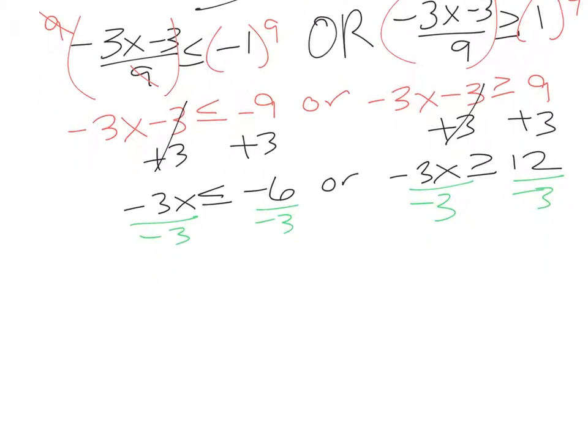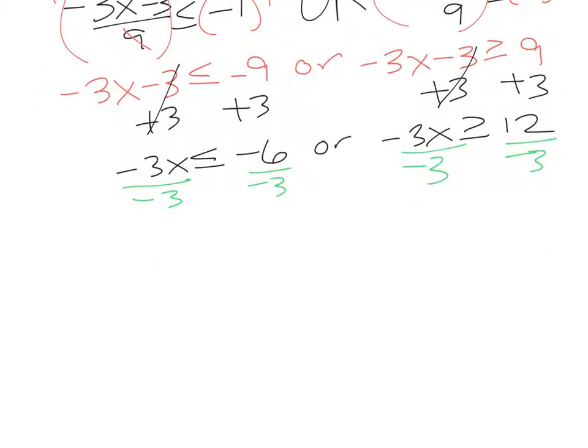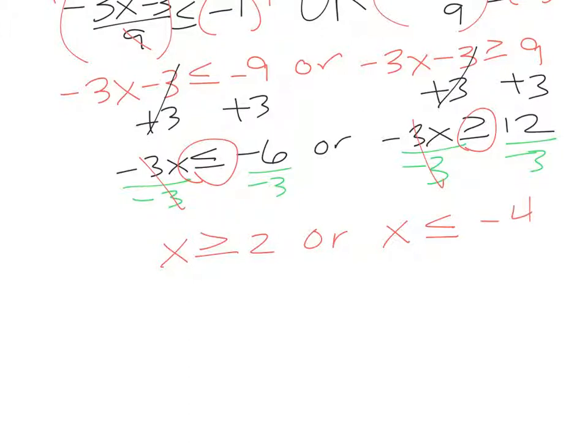This rule says that whenever you multiply or divide by a negative number, you have to flip the inequality sign. So because I'm getting ready to divide by a negative 3, my less than or equal to symbol is going to become a greater than or equal to symbol. And negative 6 divided by negative 3 is going to become a positive 2. Again, on the other side, because I divided by a negative 3, my greater than or equal to sign is going to become a less than or equal to sign. And positive 12 divided by negative 3 is a negative 4.